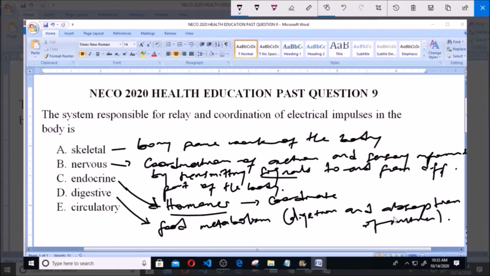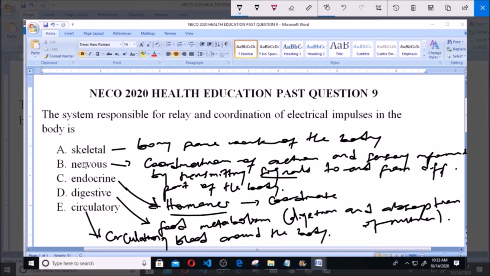Now the last but not the least is the circulatory system. The circulatory system is like the transport system of the body, which consists of the heart and the blood vessels: the veins, the capillaries, and the arteries. They are responsible for circulating blood and other substances around the body.